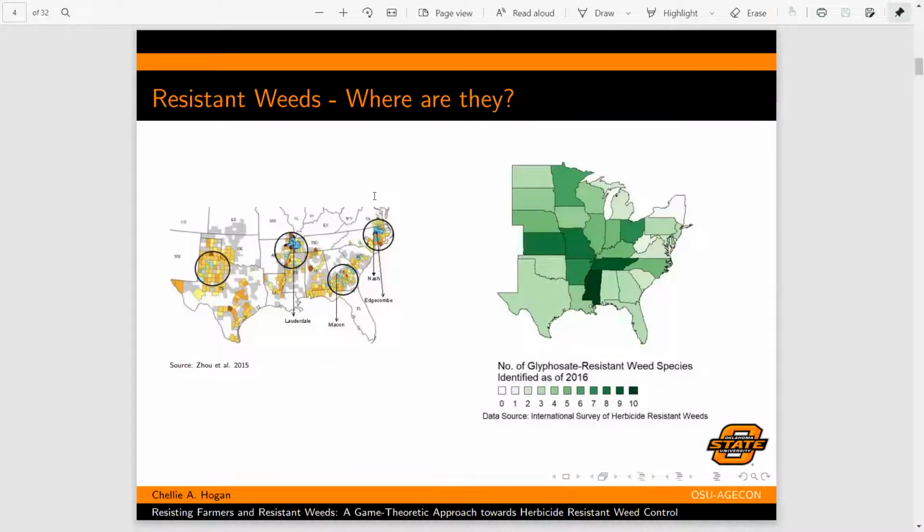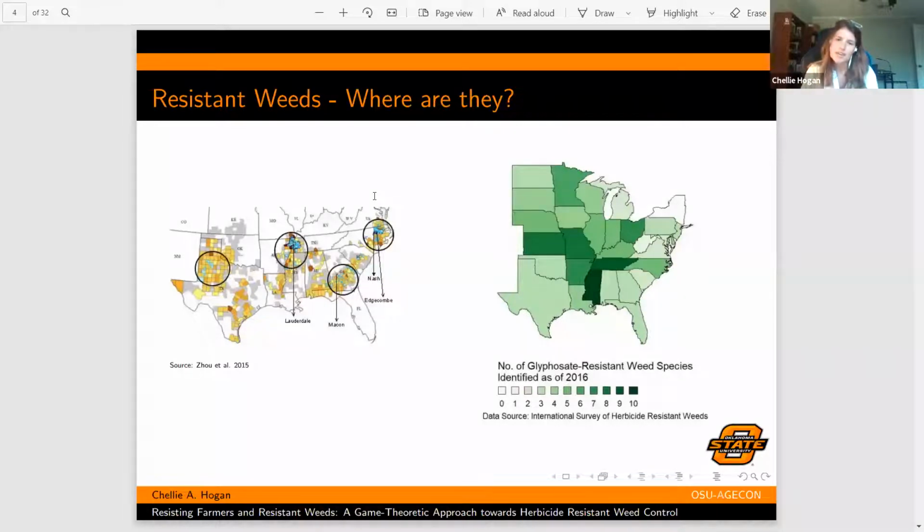On your left-hand side, there's a map from Zhu et al. in 2015. They did a survey trying to identify hotspots of initial resistant weed infestations. And so the circles on the map draw your eye to the hotspots, which right away it's very clear to see: West Tennessee, Northeast Arkansas, that's been a problem area, Panhandle of Texas, Southern Georgia, and coastal North Carolina.